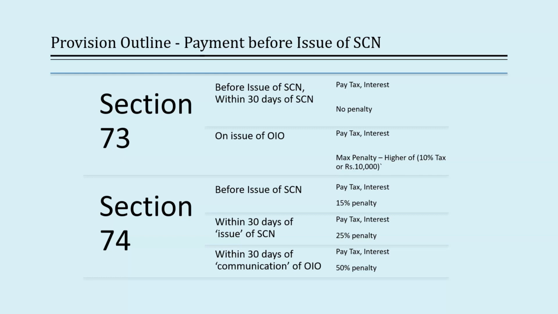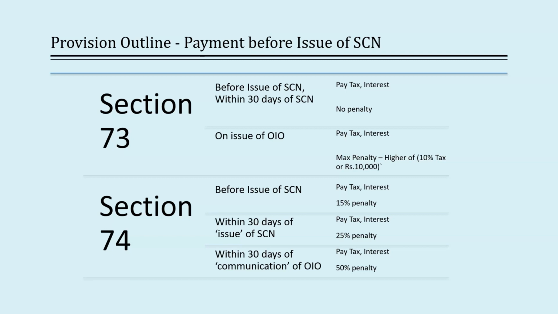If you want to close the issue before issue of show cause notice, pay the tax, pay the interest, pay 15% of penalty, and conclude the matter. If you could not avail this benefit and after issue of show cause notice you decide to pay, then you have to pay it within 30 days from the communication of the show cause notice. You have to pay the tax, interest, and 25% of the tax as a penalty.